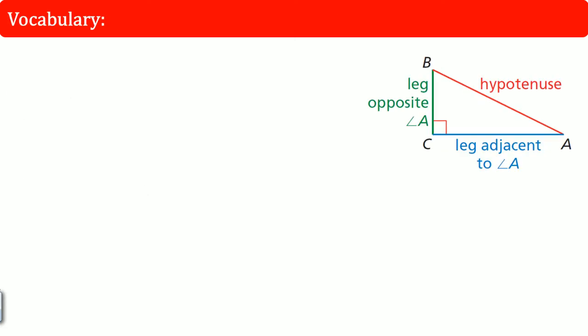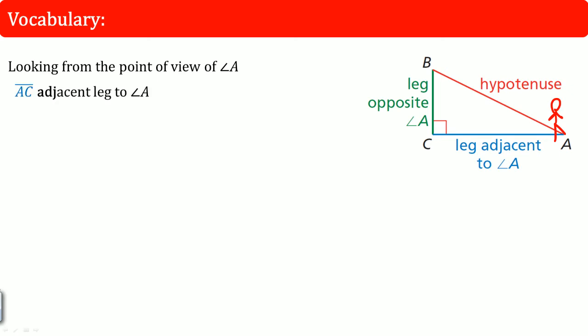Vocab. There are three major parts of a triangle depending on where you're looking at. Here it says looking from the point of view of angle A. So what I recommend you do is draw a person right there on angle A. If you are on angle A, what is your adjacent leg? Well, the adjacent leg is the blue one. It's the one that is closest to you. It's your adjacent leg, and that adjacent leg is your AC. So you can say that AC is your adjacent leg.